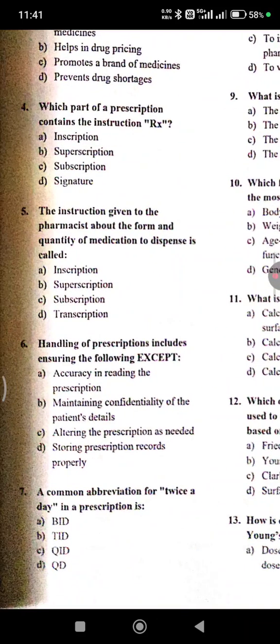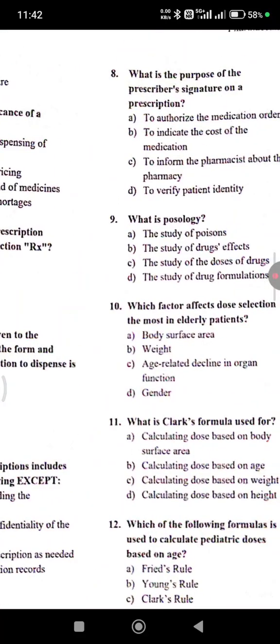Let's go to question number 7. A common abbreviation for twice a day in a prescription is known as BID. The right answer for this question is option number A.